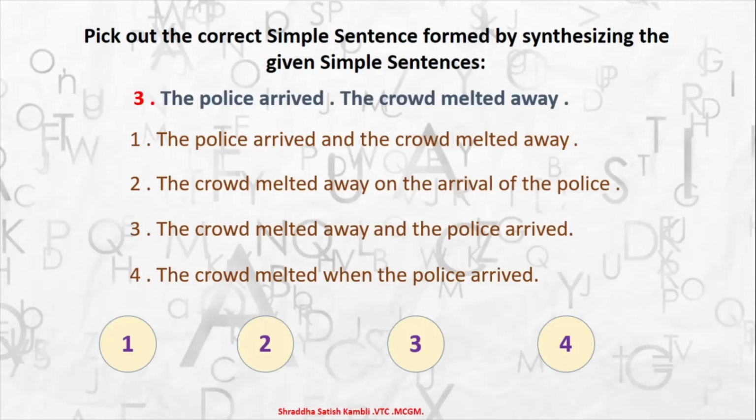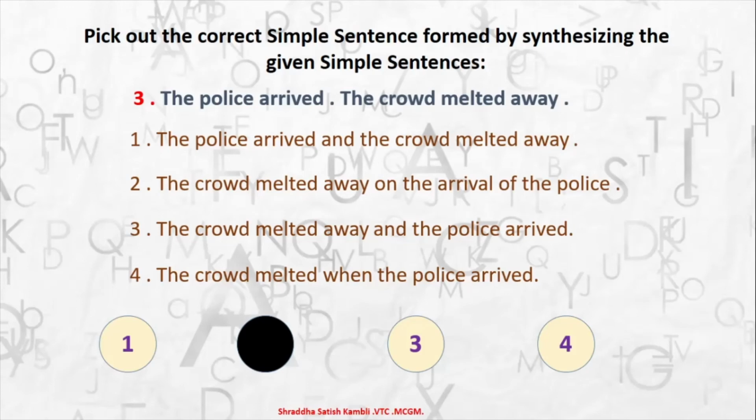When you combine the two simple sentences, the police arrived, the crowd melted away. Let's check. It is sentence number 2. The crowd melted away on the arrival of the police. Okay, see, meaning is the same. We are not changing the meaning, remember. When you synthesize, when you combine two sentences, you will never ever change the meaning. So the crowd melted away on the arrival of the police. It means the same thing. The police came and the crowd melted away.